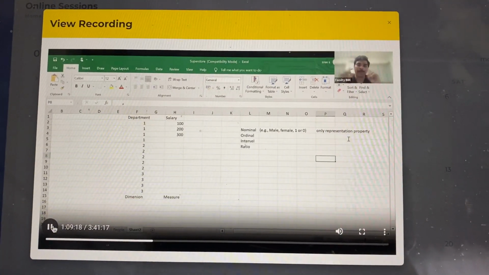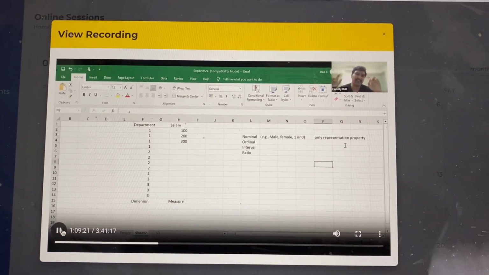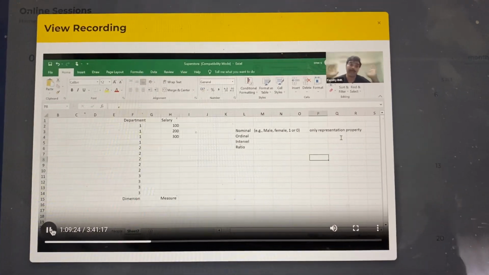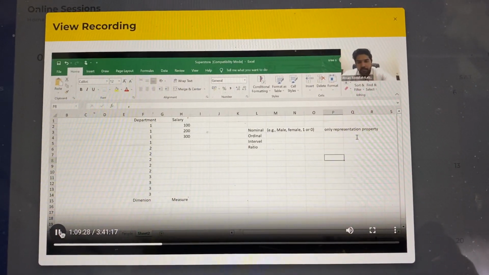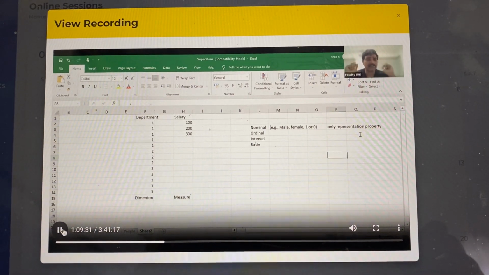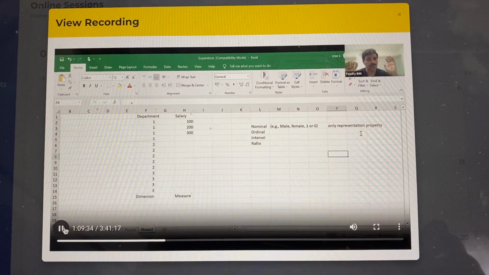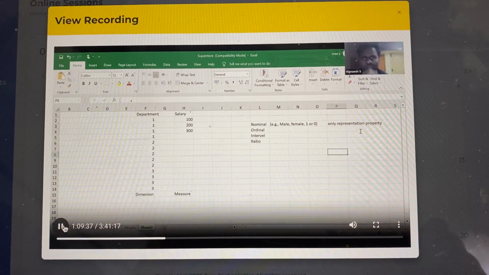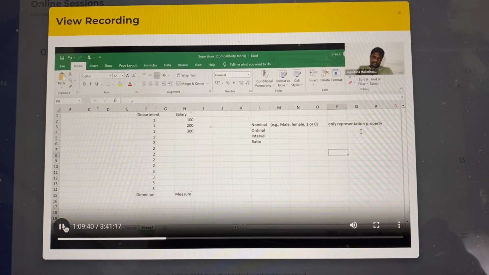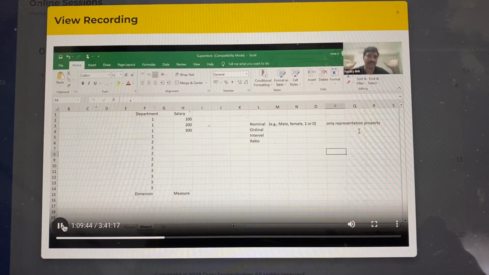For example, a player's jersey number. Does it mean that I'm a superior player because I got a number 10? No. The number is a representation only. Your class number, ID number, these are all only representation. So you can use number-based representation or a character or alphabet-based representation.